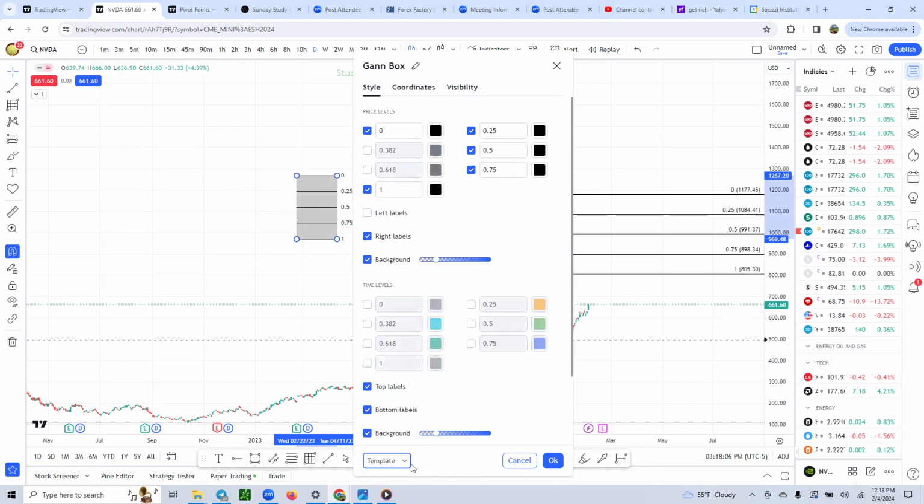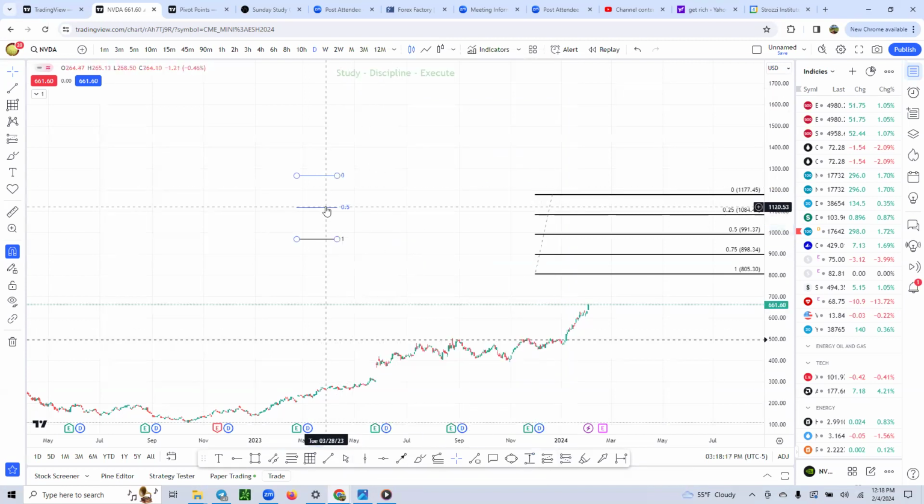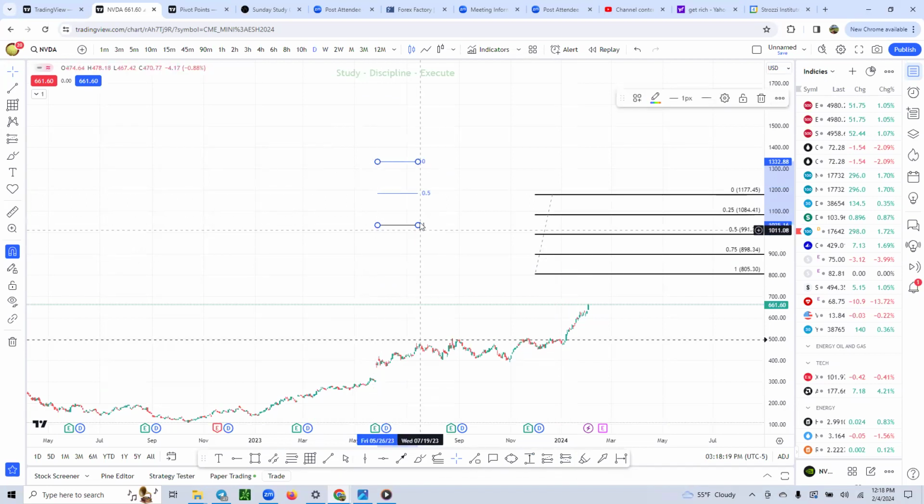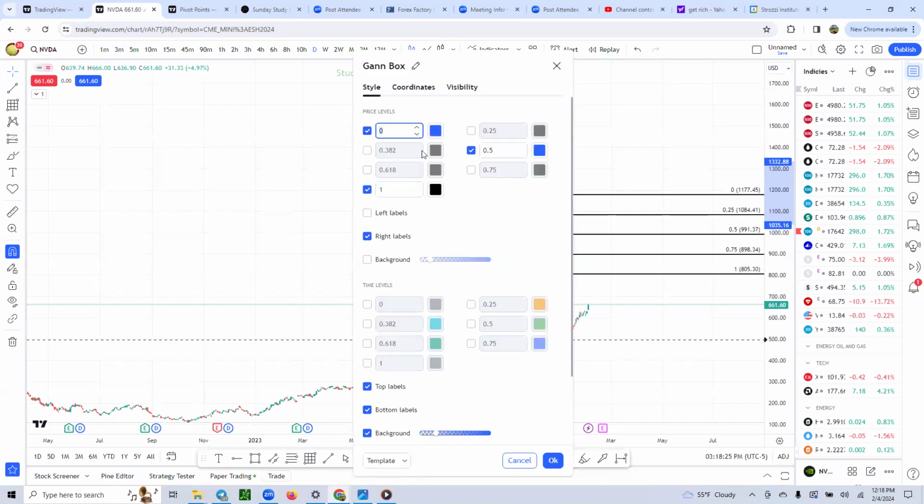Oh, okay. I didn't save the other one, the quad one, as a default, so I'll have to do that. So I reset it back. So those are the different fib levels that I use.